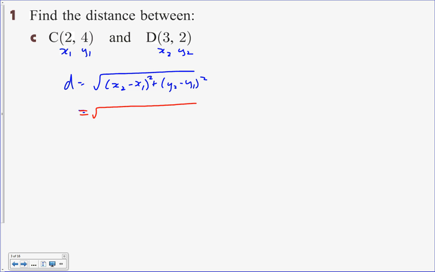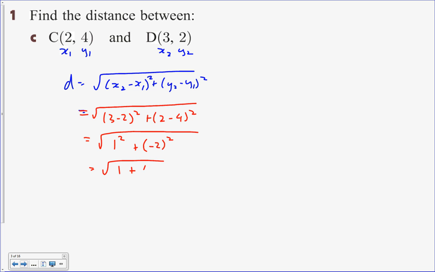So it's going to be 3 take 2 all squared plus 2 take 4 all squared. So it's going to be square root 3 take 2 is 1 squared plus 2 take 4 is negative 2 all squared. So it's going to be square root of 1 plus 4. So it's going to be square root of 5 units.